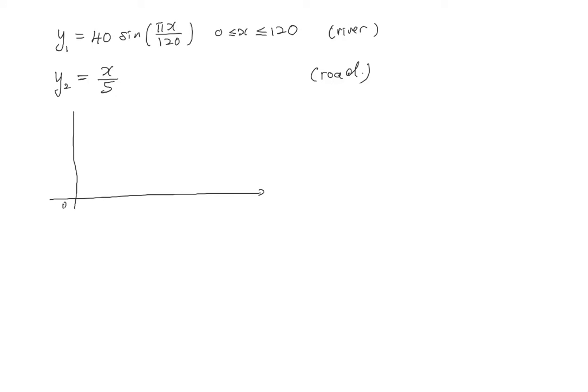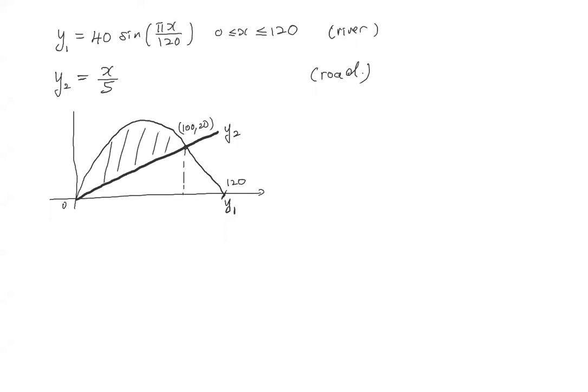So do you get this? This is your Y1, and I think this is your 120. And your Y2 is like that. And the intersection point is 120. Okay, so now you want to find this area. Do you know how to write an expression for the area?